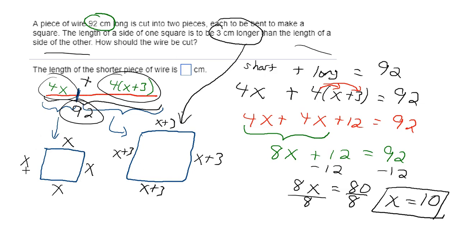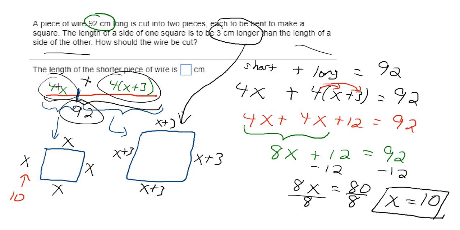X is representing the length of the side of the square that is created with the shorter piece of wire, right? X is representing this here, right? So let me pick a different color here. So this right here. Right? This is 10. So this square is 10 centimeters by 10 centimeters. That is not the length of the shorter piece of wire.